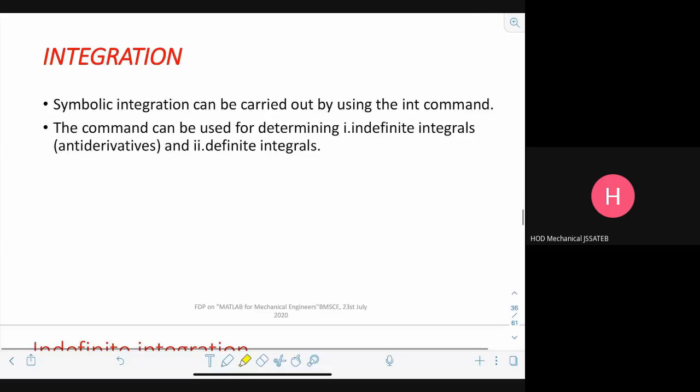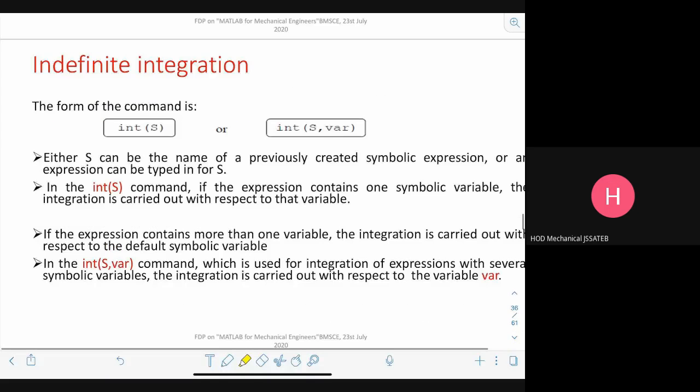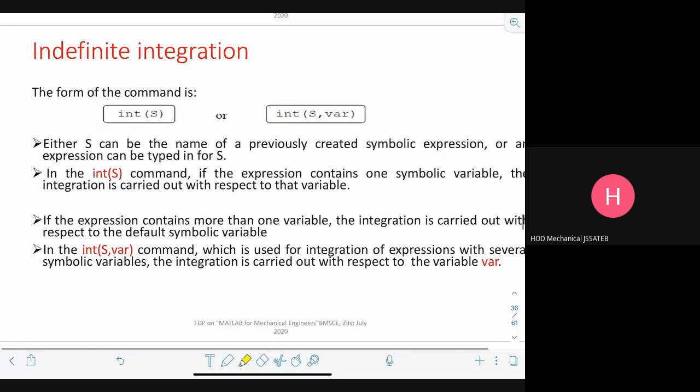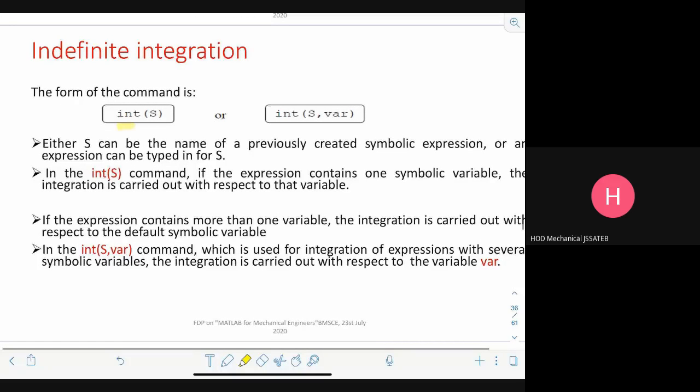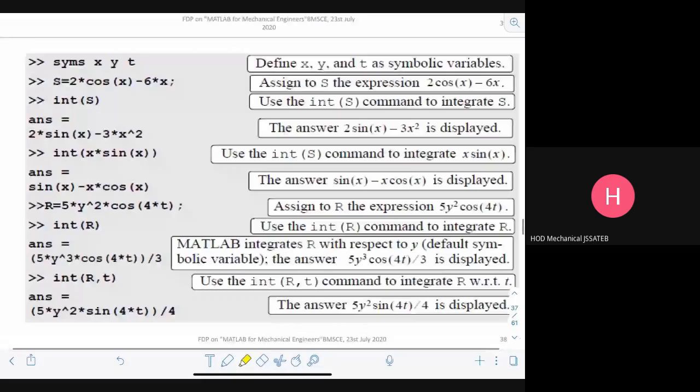Okay, so instead of differentiation, we are looking at integration, and remember, it could be indefinite integrals or definite integrals. So when it comes to indefinite integration, remember, it's very simple, the same similar logic that we use for diff. Here it is int of s, so it can easily integrate the expression s with respect to the default variable, or if you want to do it with respect to a particular variable, you have to say int of s comma var. Okay, so just see these expressions here.